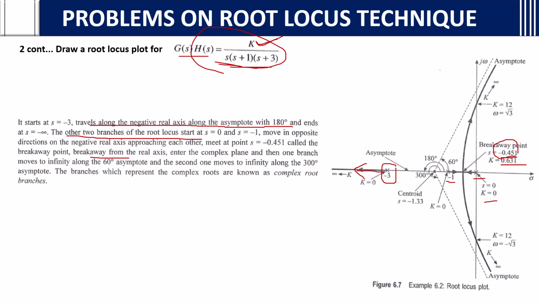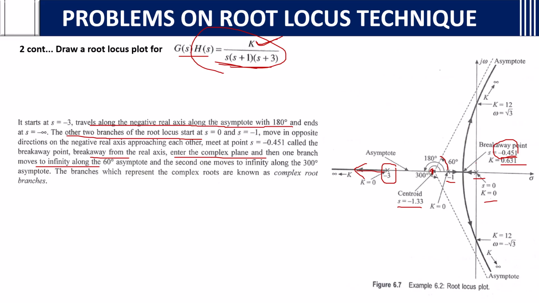Breakaway point from the real axis, enter the complex plane and then one branch moving to infinity along the 60 degree asymptote. See, first you should see the angles also. See, 180 degree, then 60 degree. Why? Because here if you see it is 60 degree from this point. From the centroid we need to check that. You need to remember that. See, centroid, how much we got? We got minus 1.33.